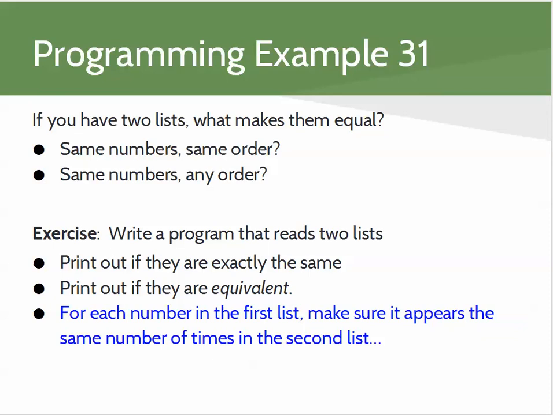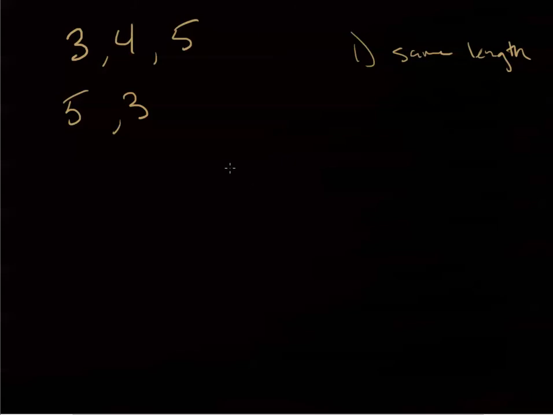The second requirement is that the numbers that appear in the first list must appear the same number of times in the second list. So if we go back here, in this case, the number 3 appears once in this list and once in this list. The number 4 appears once in this list and this list. The number 5 appears once in this list and this list. If I have another 3 here, these lists are not equivalent until there's a second 3 in the other list. 3 appears twice in this list, and 3 appears twice in this list.